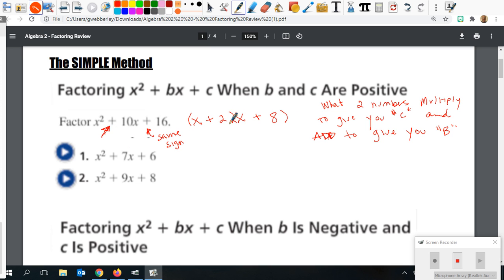Because 2 and positive 8 would add to give us a positive 10x. If they were both negative, that would give us a negative 10x, and that wouldn't be right. All right, so at that point, we are done with this problem. That is, right here, our answer.